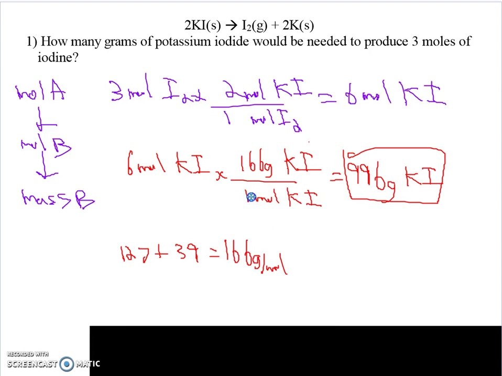Notice there's only 1 mole for the molar mass, not 2, even though that's the coefficient. You only use the coefficients from the equation for the mole ratio. So you should get that unless I made a mistake.